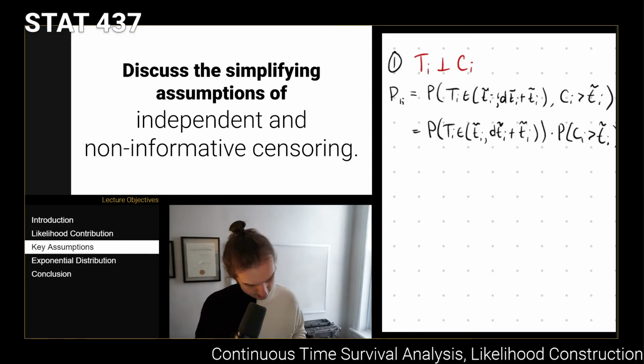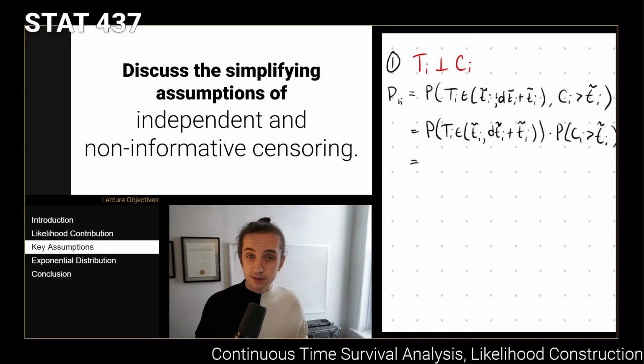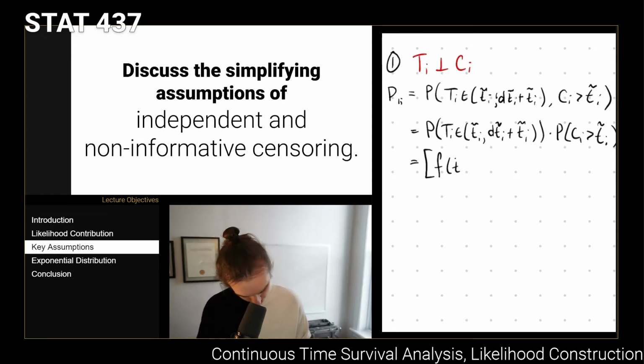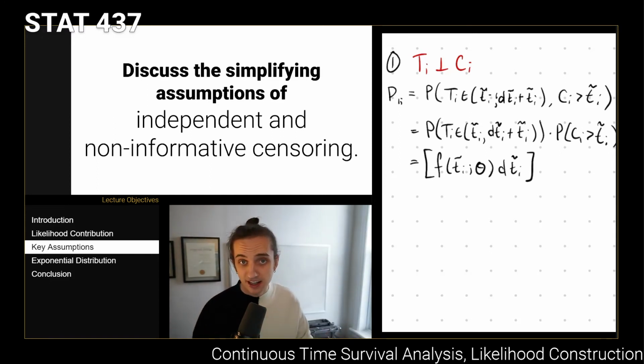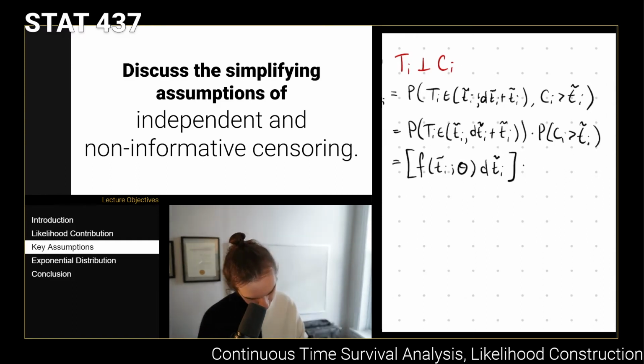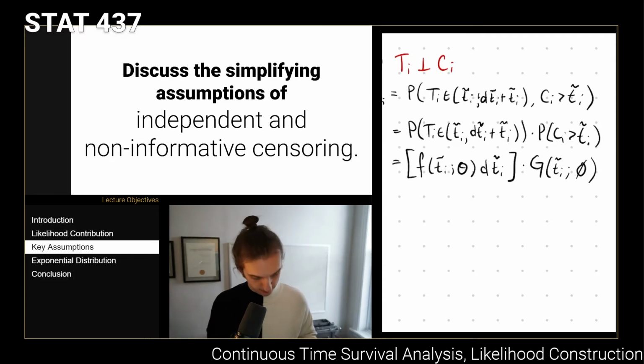Now, the nice thing is that we actually can write these down in terms of more explicit functionals. For this first component, this is going to be the density of Ti evaluated at T tilde i, parameterized with theta, and then we have to multiply it by this infinitesimal, but that's going to go away when we look at anything. It's just because converting from a density to a probability requires you to multiply by that area. But then the second term, unambiguously, is the survivor function of Ci. And so if we get independence, we can actually break out these terms.